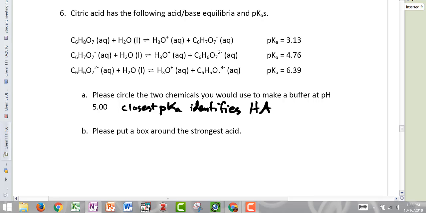Circle the two chemicals. That's HA. Find the closest pKa to the pH you want, that's HA in the reactants, because that's the chemical that you're going to find. If you know HA, how will you find A minus? Yeah, it has one fewer proton, one less H on it. Good. Done.